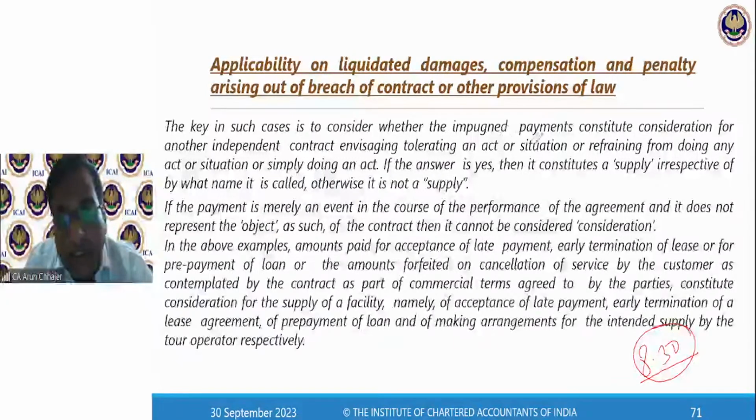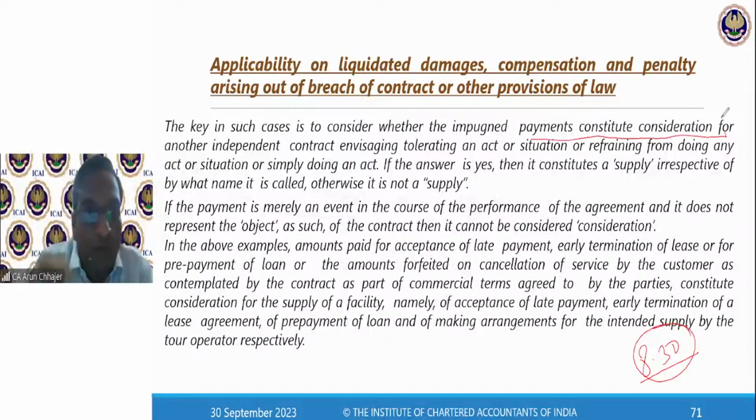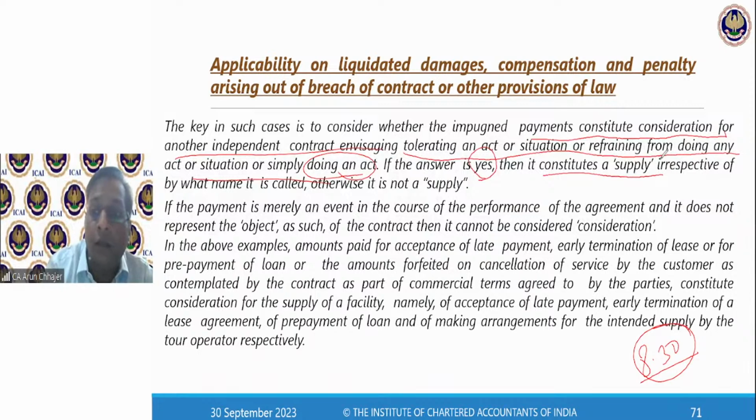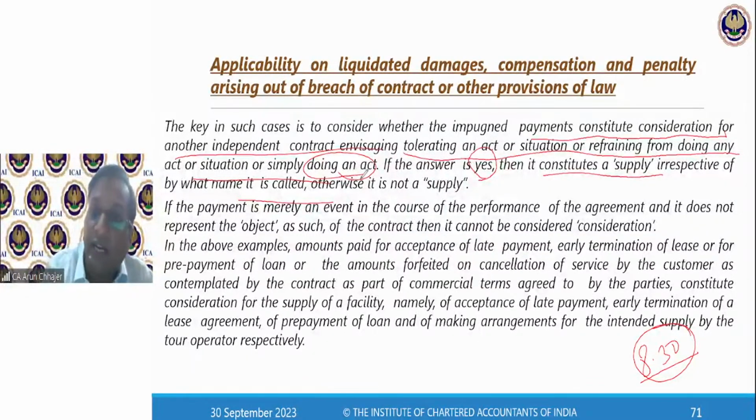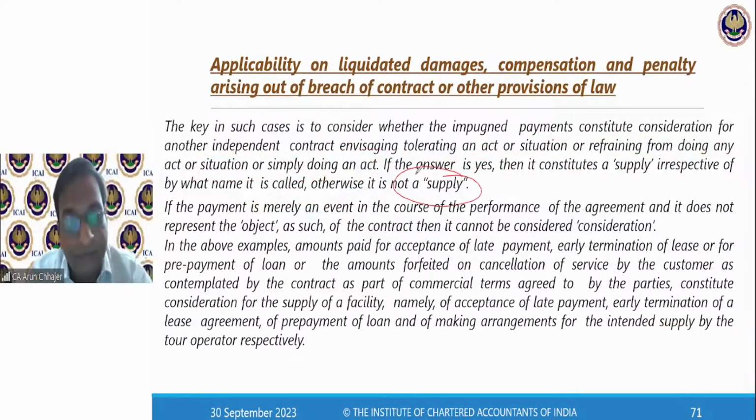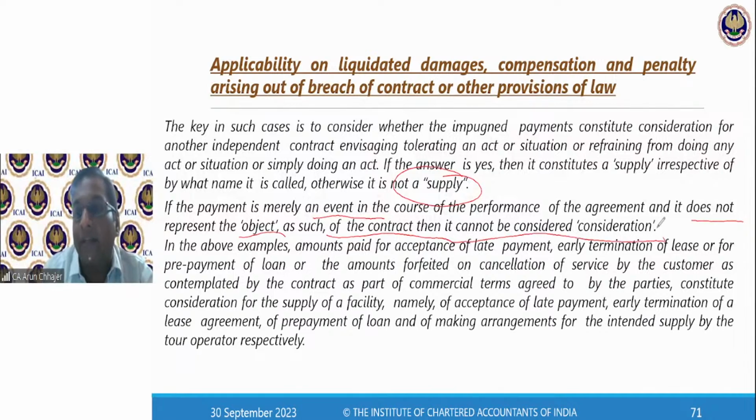The key in such cases is whether the impugned payment constitutes the consideration for another independent contract envisaging tolerating an act or situation, or refraining from doing an act or situation, or simply doing an act. If the answer is yes, then it is a supply, irrespective of whatever name it is being called. If the answer is no, then it is not a supply. If the payment is merely an event and does not represent the object as such, then it cannot be treated as consideration.